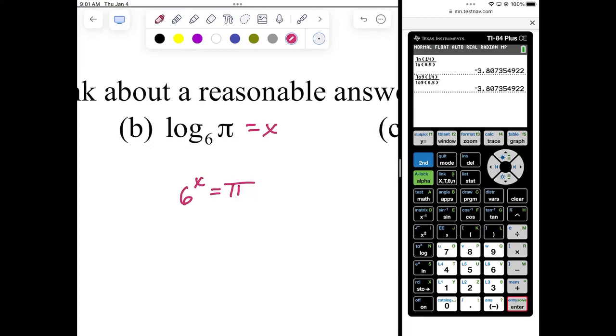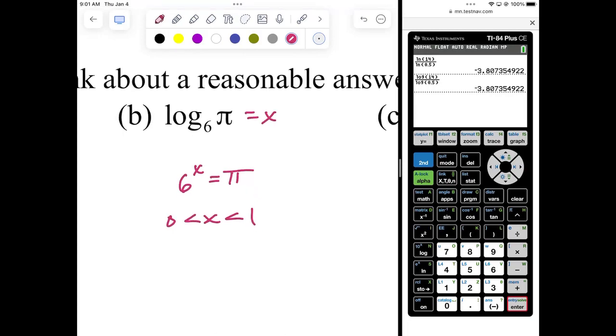What about 6 to the first? That's 6. That's too big, right? So we know x already has to be between which two numbers? 0 and 1. We know that it's got to be 6 to some power between 0 and 1. Maybe it's a half. Maybe it's the square root of 6. Who knows, right? So here's what we're going to do.